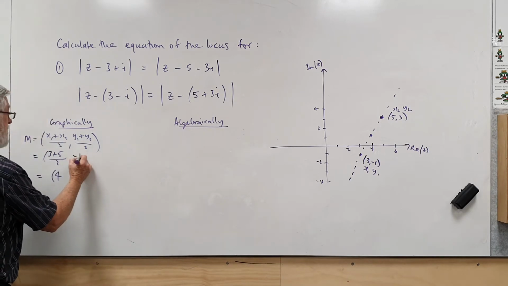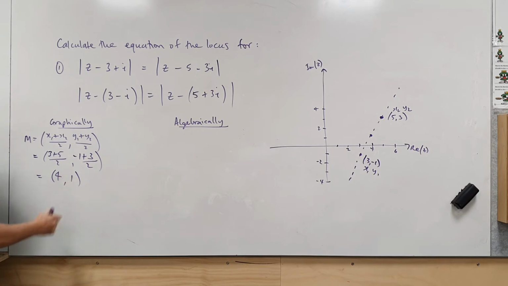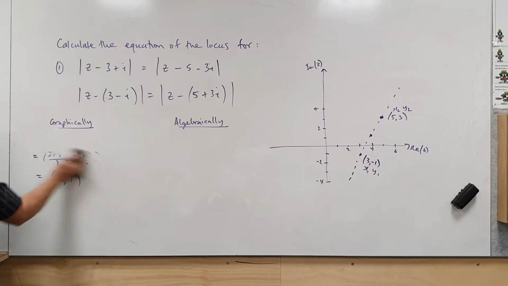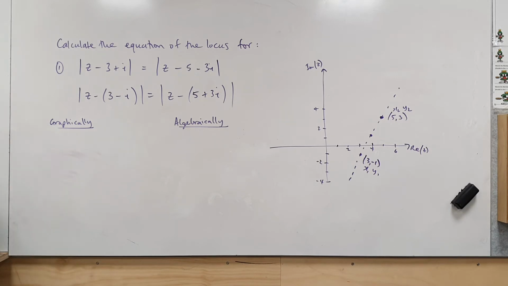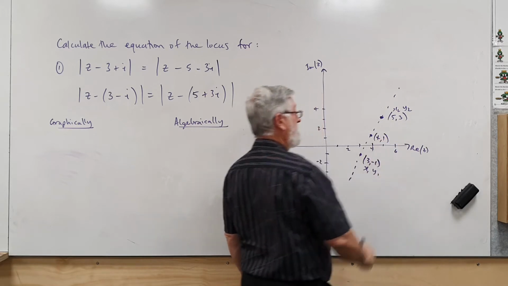I could write it as minus 1 plus 3 over 2. And I can go, well, that's 2 over 2, which is 1. You have to show me that. I'm going to get rid of all that and say, no, we don't need that. You could just look at it over here and say, there it is. It's 4 and 1. Pretty obvious.